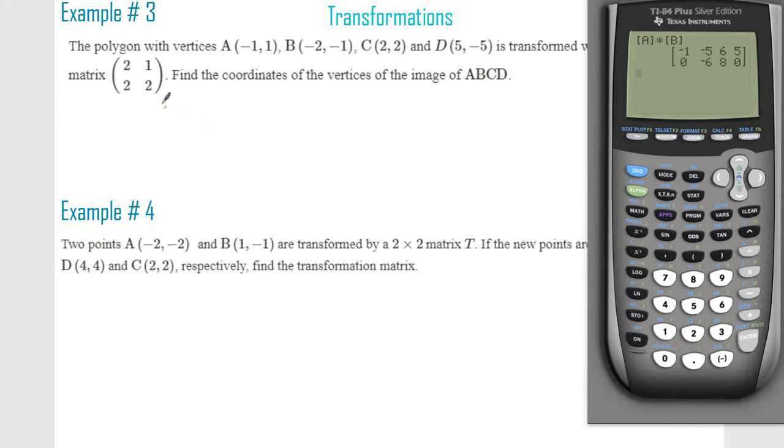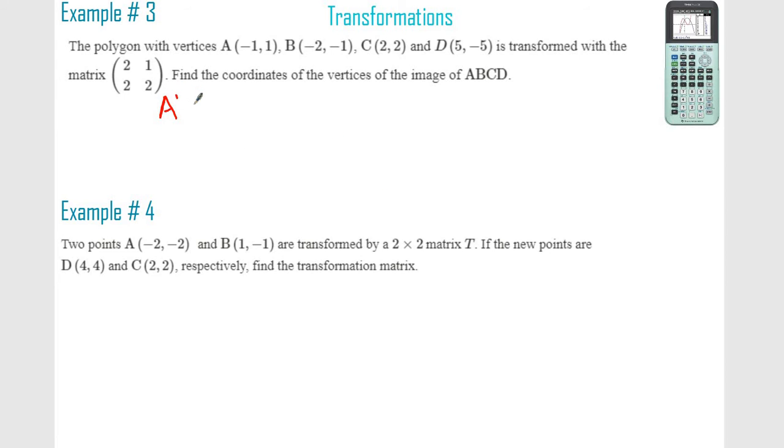Great. So the coordinates of the new vertices: A prime is -1, 0, B prime is -5, 6. I guess I should write this out. What I did is we did 2, 1, 2, 2, and I multiplied by -1, 1.